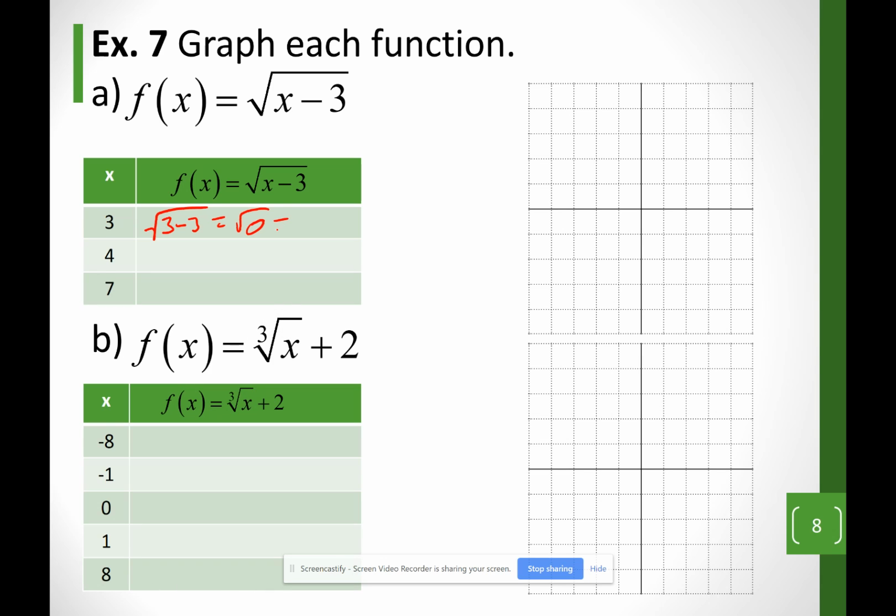I have the square root of 0, which gives me 0. That gives me the point 3, 0. Right? X was 3 to begin with. We just found that y is 0 as well.